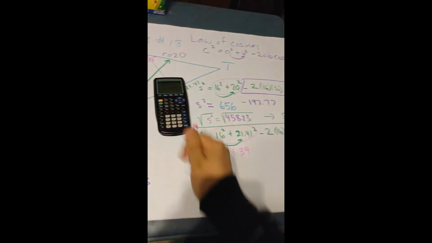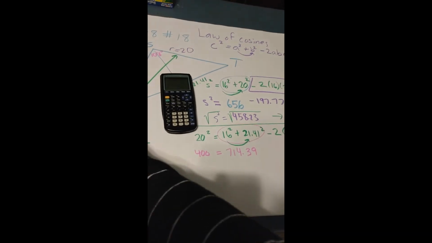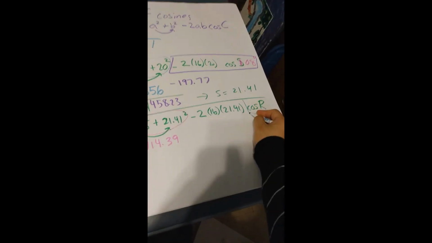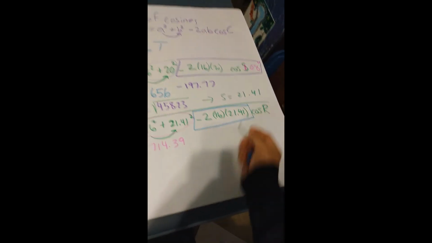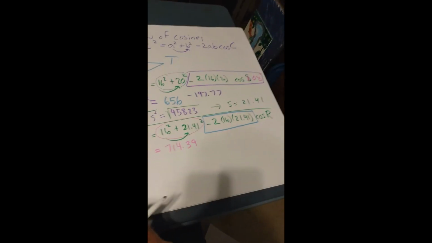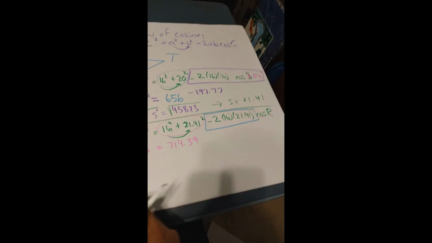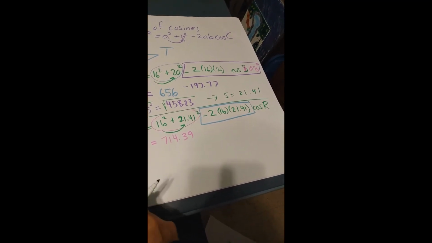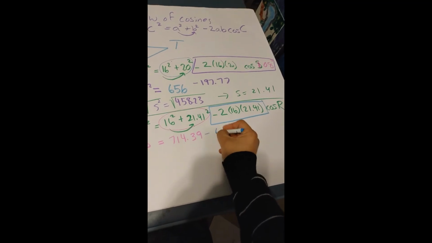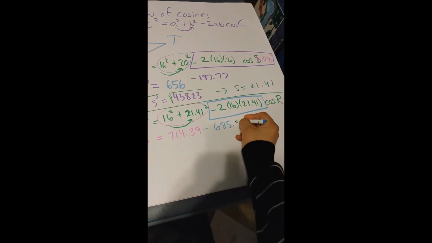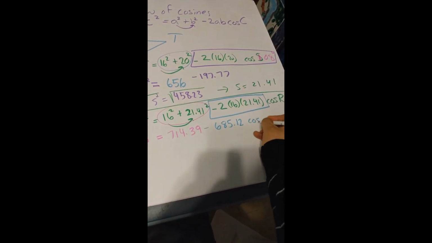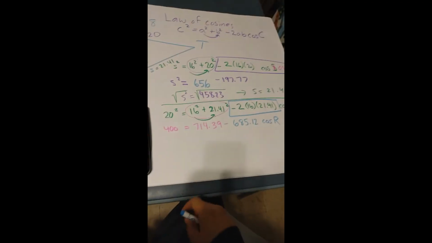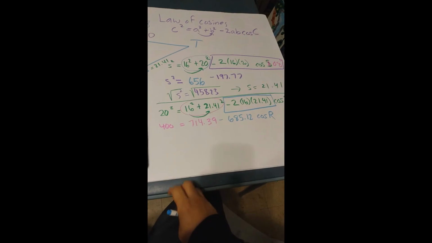Okay, now I have another little chunk that I can deal with, which would be all these numbers that are next to cosine R. If I put those into the calculator, -2 times 16 times 21.41, that would be -685.12 cosine R.